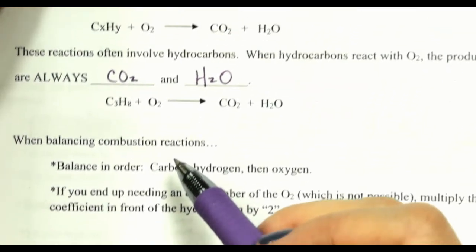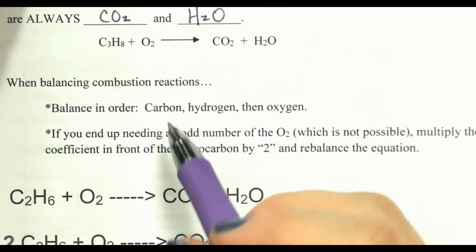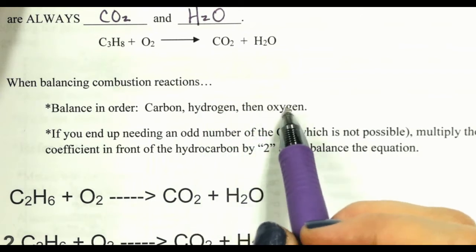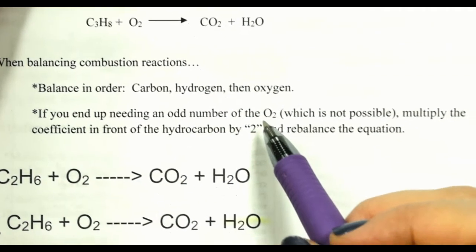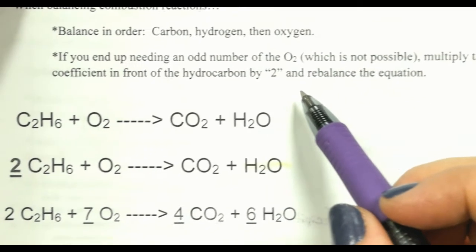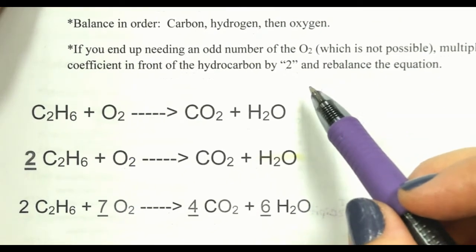When balancing combustion reactions, you're going to balance it in this order: carbon first, then hydrogen, and oxygen last. If you end up with an odd number of oxygen, then we're going to multiply the coefficient by 2 and rebalance the equation. So here we go.